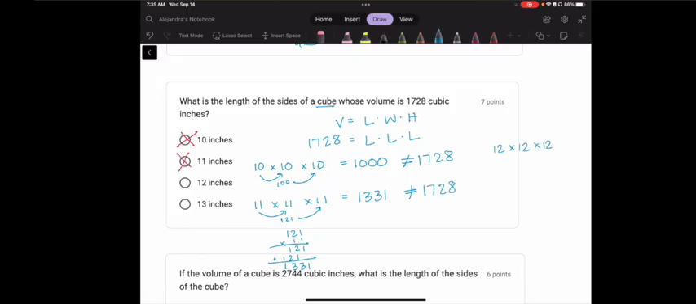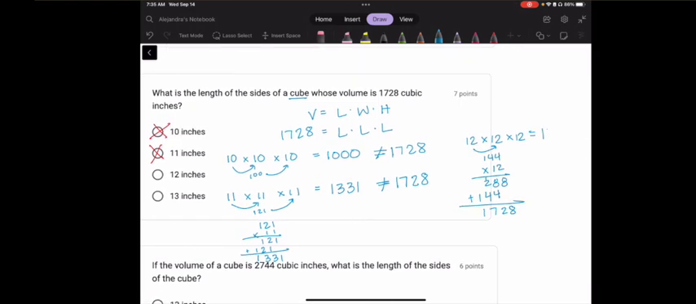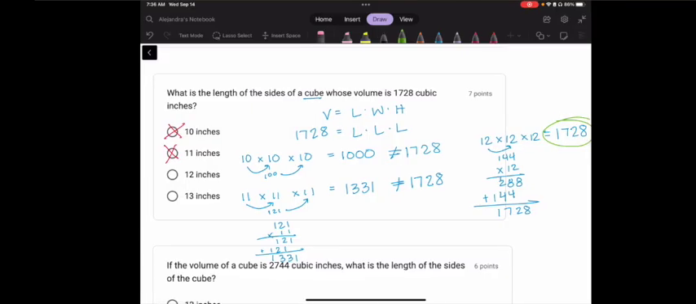Next, I'm going to check 12. 12 times 12 times 12. So now 12 times 12 is 144, and I'm going to multiply 144 times 12, and that's going to give me, let's see, this will be 8, 8, 2, 4, 4, 1. And that'll be 8. 12, carry the 1, that'll be 7, and that'll be 1. So there we go. We found that 12 to the third power, 12 multiplied by itself 3 times, is going to be 1,728. So if the volume is equal to 1,728, the side measurements are going to be 12.